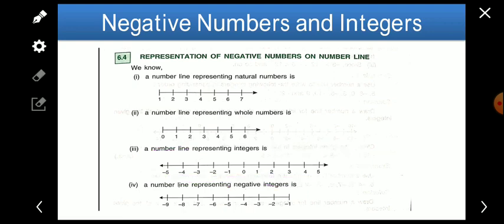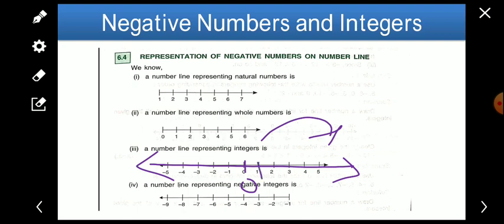I repeat, at first we will draw the line, and after that we will label 0. At first we will label 0, and on the right side positive integers 1 2 3 4 like this, and on the left side negative numbers like -1, -2, -3 like this. We will label the integers.